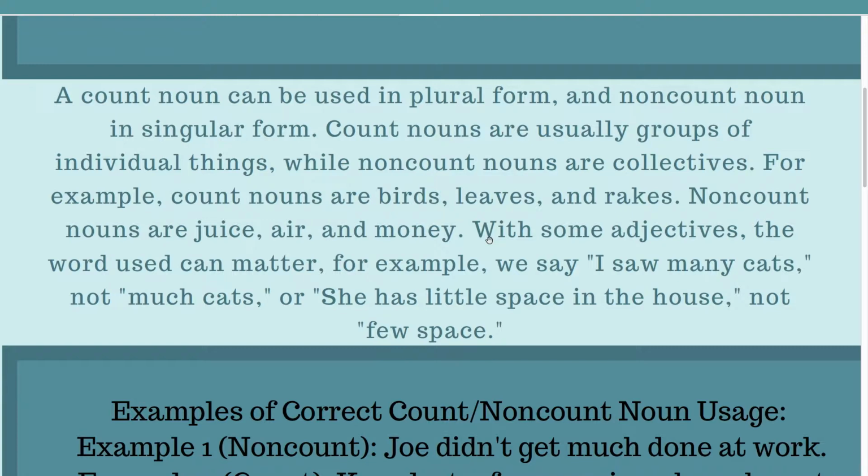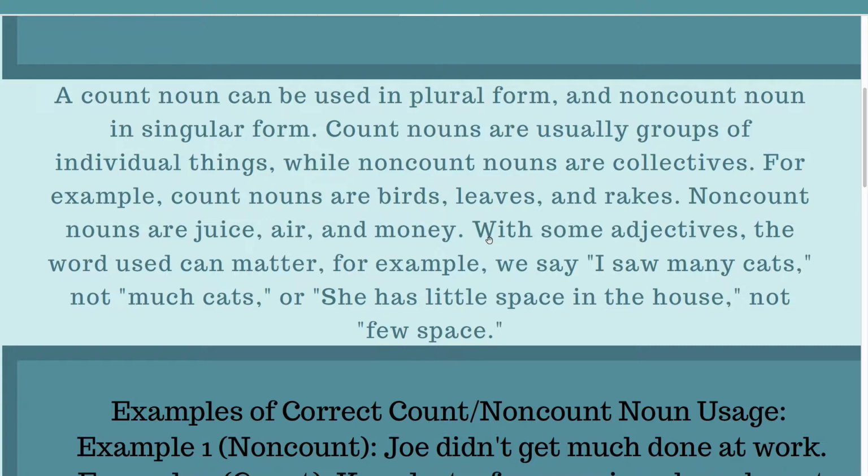In other words, the first one, count nouns, are individual things. You can count them. And non-count nouns are collectives, or they're more than one thing, but they're considered one thing together. For example, air. You have air molecules, but unless you're talking about molecules, you're just going to say air. That's common sense. And if you're not familiar with English and how it applies, it might be a little more confusing for non-native speakers. So with some adjectives, the word used can matter.